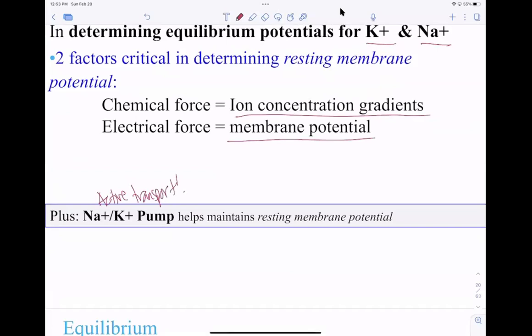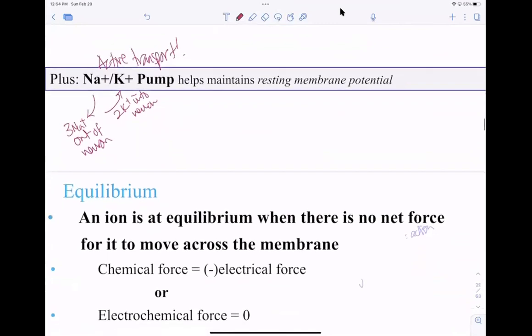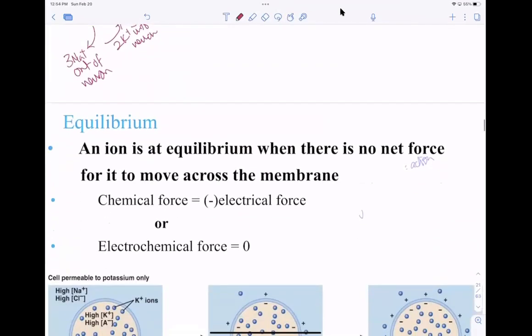So you have the sodium potassium pumps. They're pumping 3 sodium out of the neuron and 2 potassium into the neuron. And this is active transport. And I'll explain why 3 sodium are being pumped out and 2 potassium are being pumped in. But first, we're going to talk about the equilibrium constant of each ion.